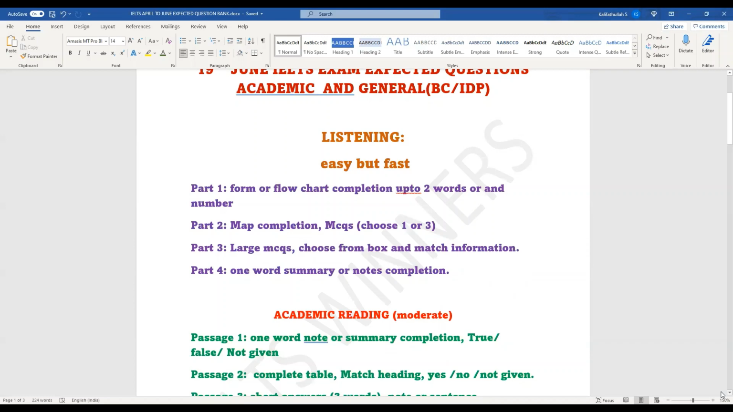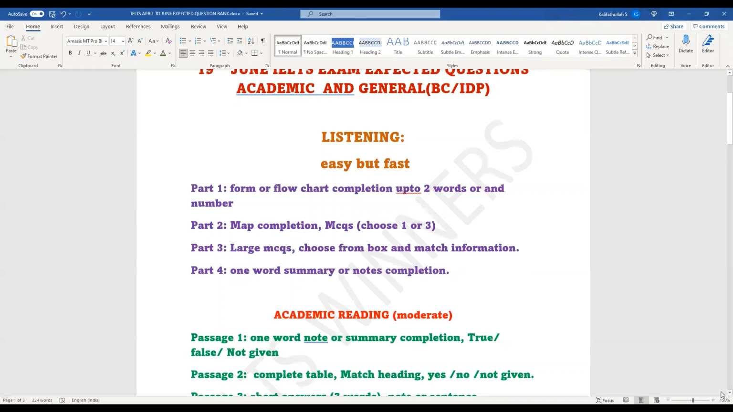So whenever you are having the completion type of questions, predict what part of speech do I have to include in that fill up. Okay, it will be 2 words or a number. So either you can write 2 words or a number, or 2 words and a number. So read the question prompt very carefully, whether it says and or, because that will change the meaning. This is part one.